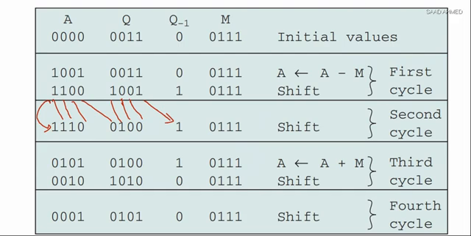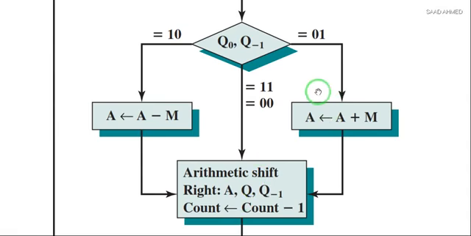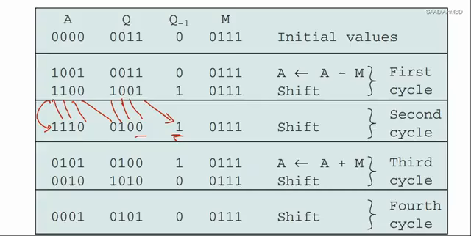In the next cycle, you will again check the values of Q0 and Q minus 1, which are now 0 and 1, which means that you will be adding and putting the result in A. You can see here that this value is added to this, and you get this one. Okay, the next step will be shifting again, the arithmetic shift. This 0 goes here, this one, I'm going to be a little faster now, this one, this 0, and this 0 repeats itself.